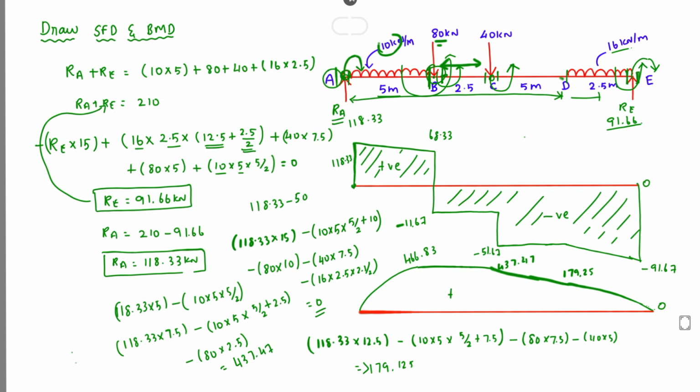Okay, so this is the positive bending moment. Okay, so this is the method we can solve the problem.